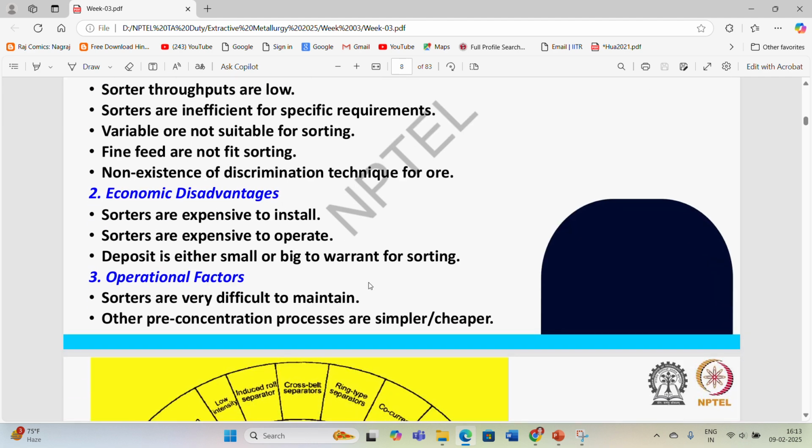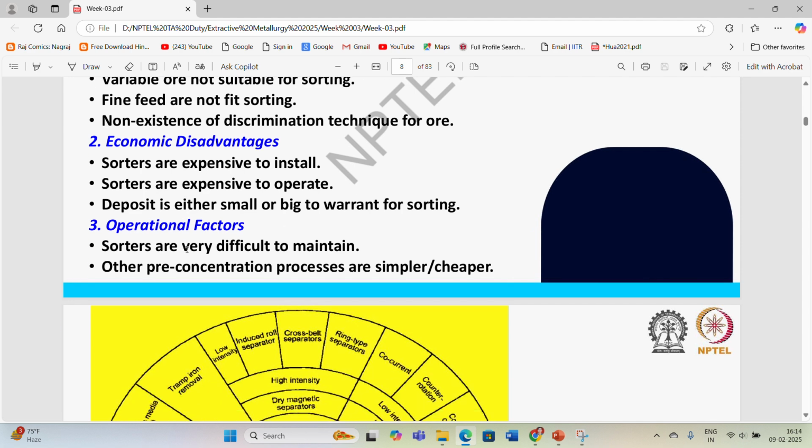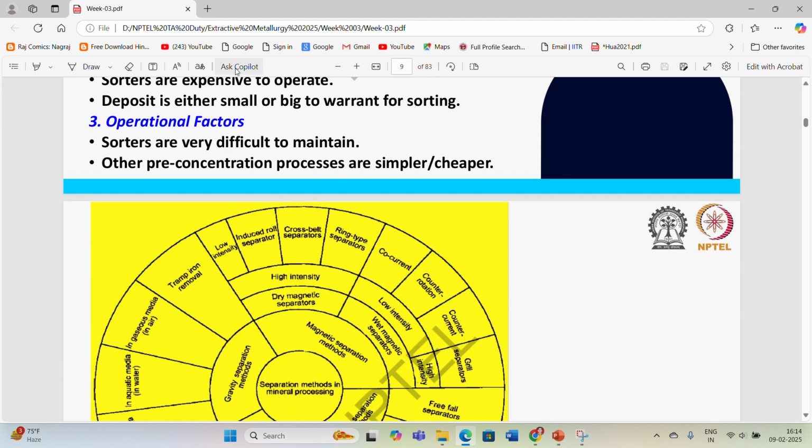Then there are some economic disadvantages, like sorters are expensive to install, then sorters are expensive to operate, and the deposit is either too small or too big to warrant sorting. Then some operational disadvantages are also there, like sensors are very difficult to maintain. So other pre-concentration processes are simpler and cheaper because they don't need much operational cost.